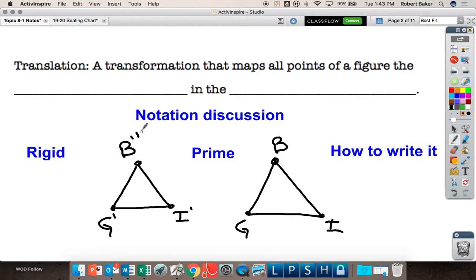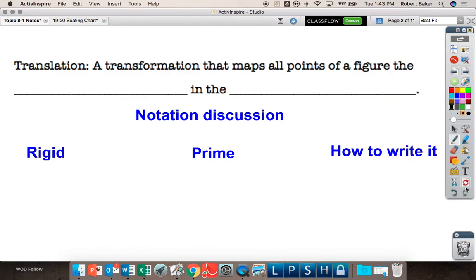So, what do you call that? Transformed 3 times. That's B triple prime, I triple prime, G triple prime. How many times has this BIG triangle been transformed? 3 times. Do we know how it's been transformed? No. We don't know. We just know that it's been moved 3 different times. And then it went up, it got reflected, then it moved again. That's 3 different translations. So how do we write it?